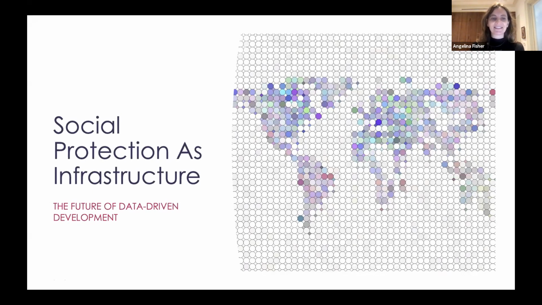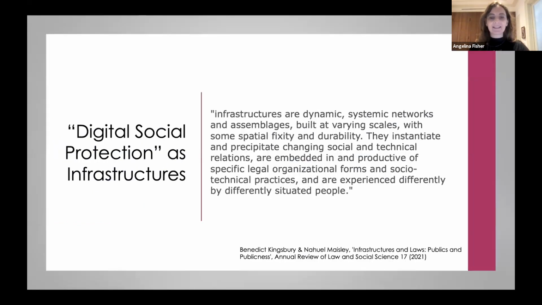As the slide suggests, I think we should think about social protection, particularly digital social protection, as infrastructure. And what do I mean by that? Well, my colleagues here from NYU Law School and University of Buenos Aires have defined infrastructures as dynamic and systemic networks and assemblages that are built at varying scale with spatial fixity. They instantiate both shaping and changing social and technical relations. They're embedded in legal organizations and social technical practices, and they're relational, so they're experienced differently by different people.